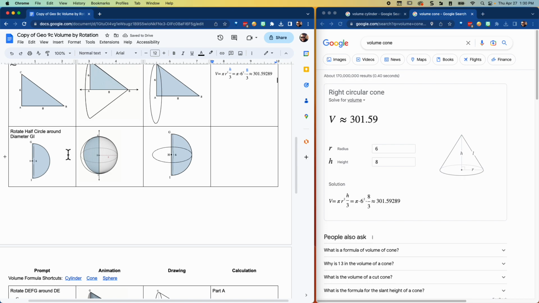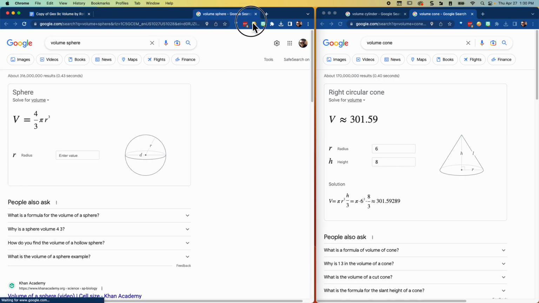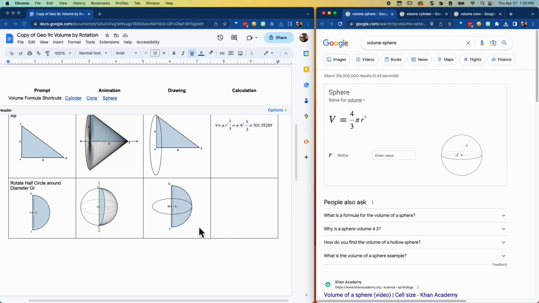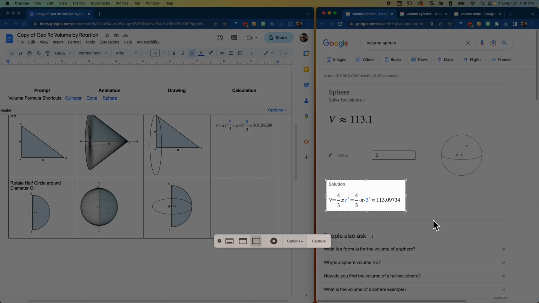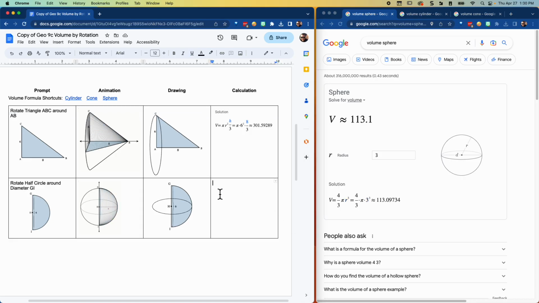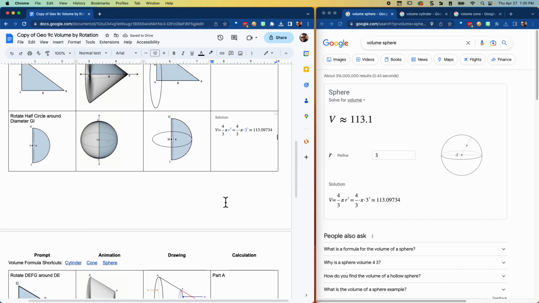Let's say I want to rotate a half circle to create a sphere. Okay, if I'm creating a sphere, that means I want to find a calculator for the volume of a sphere. It's 4/3 pi times r cubed. The r is not going to be 6. It's actually that 6 is the diameter all the way across. Instead, the radius is 3. Then I will capture that, put that in here, and now I have the volume of the sphere when this is rotated around.